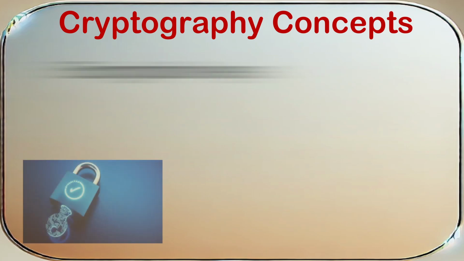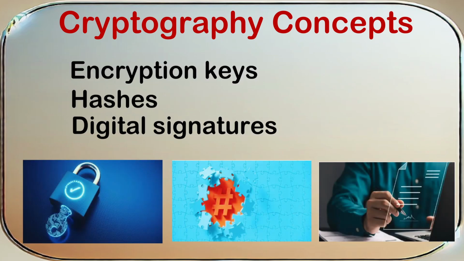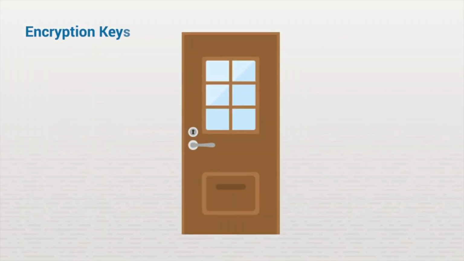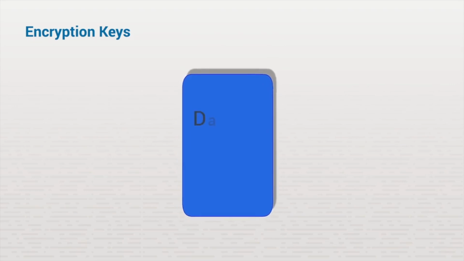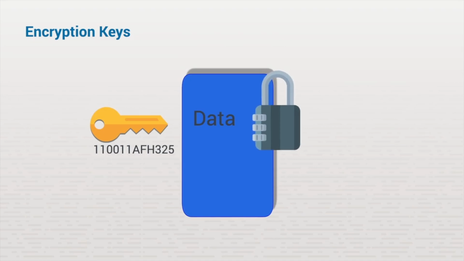You'll hear a lot about encryption keys, hashes, and digital signatures. To understand modern encryption, you need to understand these concepts. Let's talk about encryption keys first. We install locks on our doors to keep our homes safe. These locks require a specific key. Encryption works using the same concept. When we want to encrypt data, we use an encryption key. Encryption keys are random strings of bits that are used to lock and unlock data. These keys are generated using ciphers, such as the Advanced Encryption Standard, or AES. They ensure each key is unique and difficult to crack.